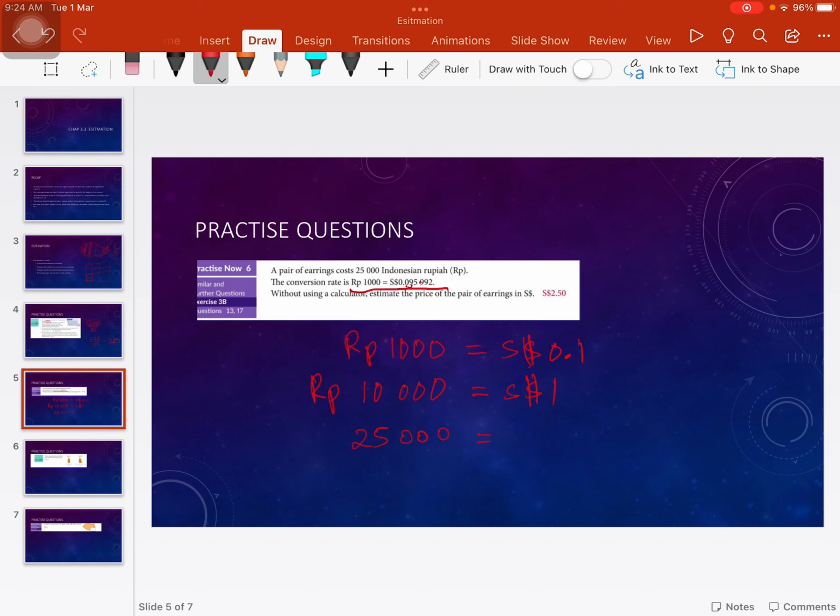Wait, 25,000 rupiah. Okay, so that would be $2. Okay, you can break it up.